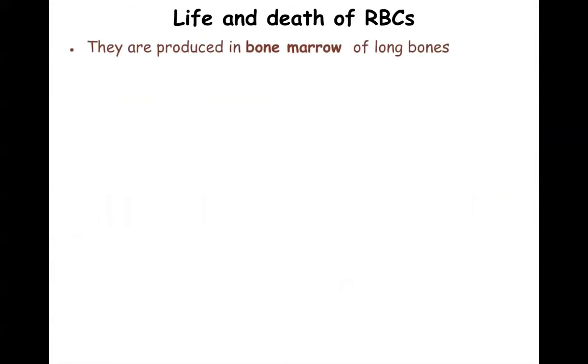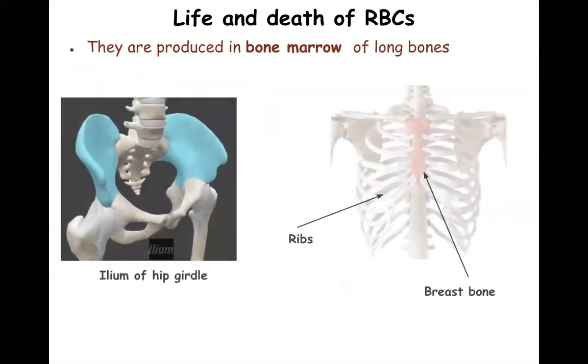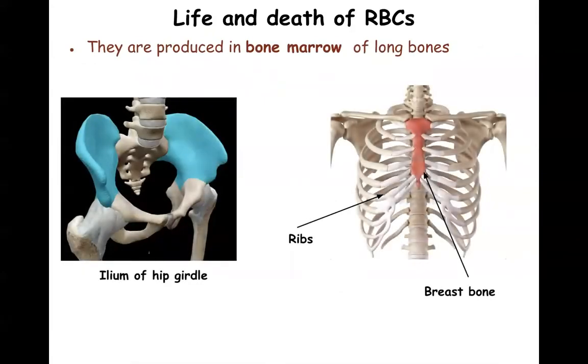Now, you need to know about the life and death of RBCs. The RBCs are produced in the bone marrow of long bones, especially the bones of the ilium of the hip girdle. This blue structure is the ilium, then the breastbone or the sternum, and the ribs. These are the three primary areas where they are produced in large numbers.